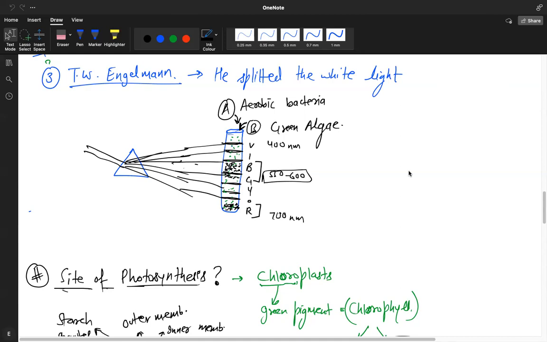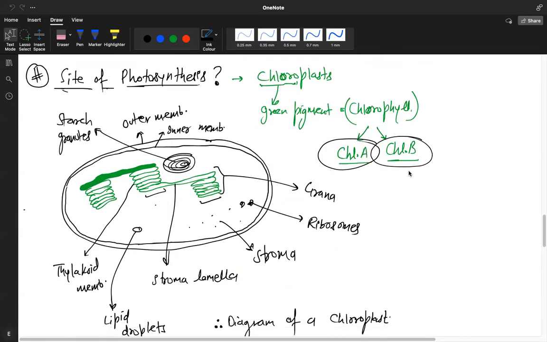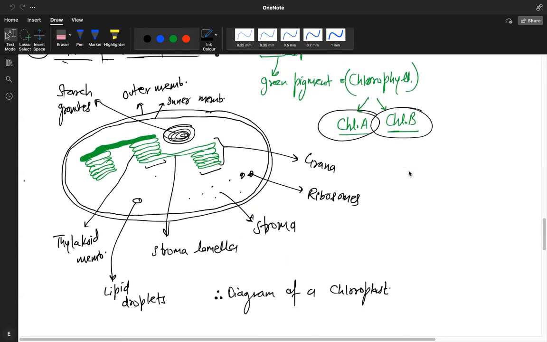Then we studied the site of photosynthesis, and basically the thylakoid membrane of the stroma lamellae and grana of the chloroplasts is the site of photosynthesis. Chloroplasts are a type of plastids which contain the green colored pigment called chlorophyll. It can be chlorophyll A or B.